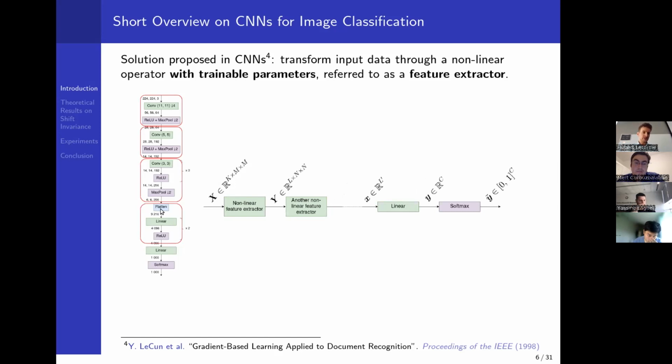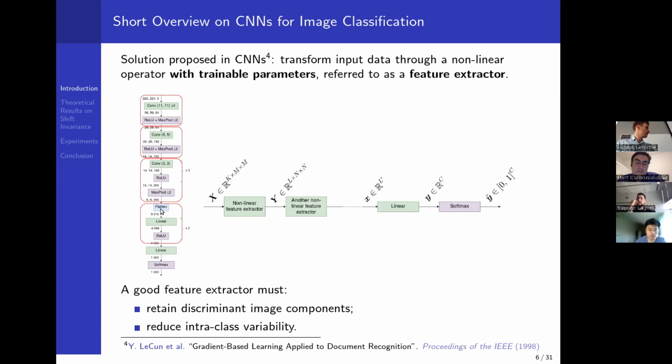In order to achieve our goal, which is to make data linearly separable, a good feature extractor must first retain discriminant image components while reducing intra-class variability. In other words, the feature extractor must push away images belonging to different classes and pull together images with identical labels.